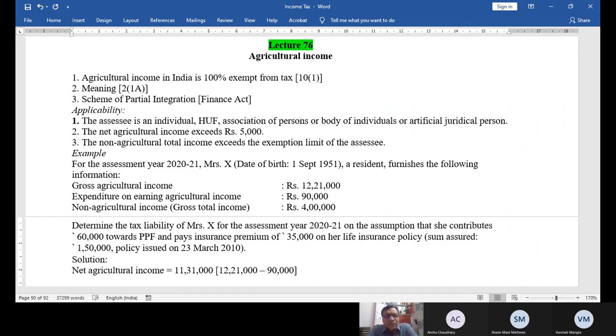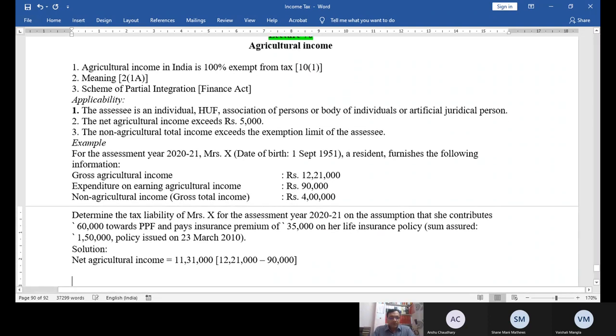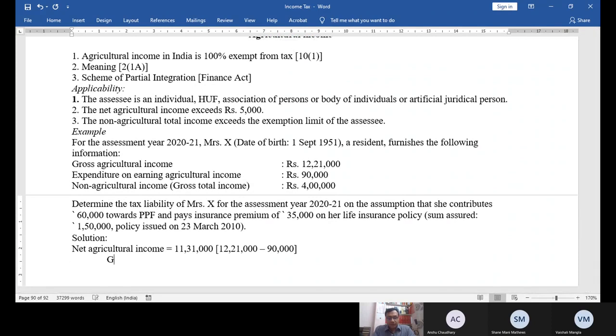Compute the tax liability of Mrs. X for the assessment year 2021 on the assumption that she contributes 60,000 towards PPF. Now, what is my gross total income? It is given 4 lakh, less what? Deductions under which section? 80C PPF. How much? 60,000.